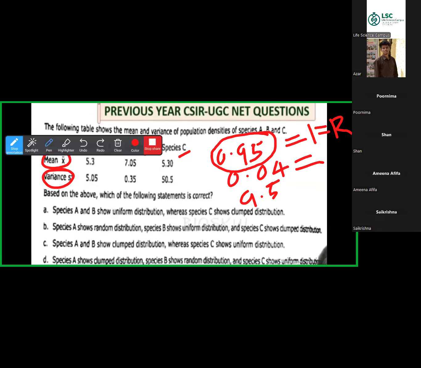So 0.04 means less than 1. It is uniform dispersion. Then 9.5 means greater than 1. It is clumped dispersion. So we can see that species A shows random dispersion, species B shows uniform dispersion, and species C shows clumped dispersion. So obviously option B is the right answer. Is it clear?